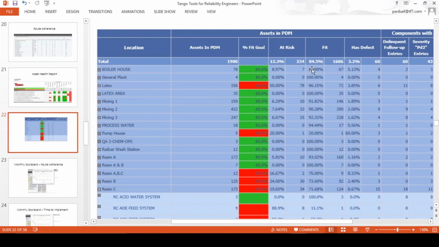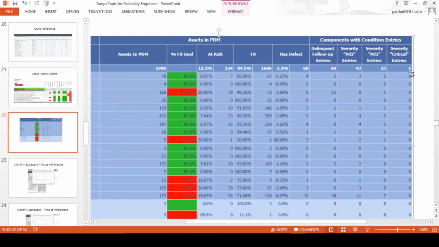So these guys are doing great. Their goal is 80%. They're at 85% fit, 12% are at risk, and just a few percent have defects. Now you see as we go down the different parts of the plant, mixing and so forth, some areas, for example resin A, B, and C, have 8.3% defects or condition entries. Pump house has 60%. So obviously we've got to look at the pump house and see why I have so many problems there. This is their severity levels, PD1, PD2, critical. So how many problems are critical? 1. How many are at the next level? 25.